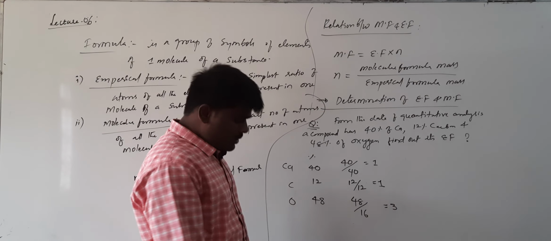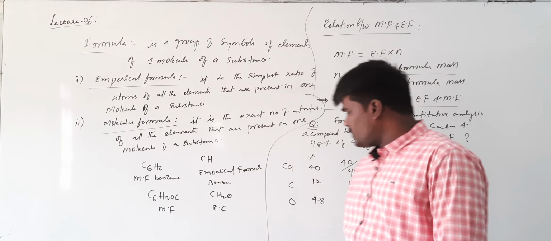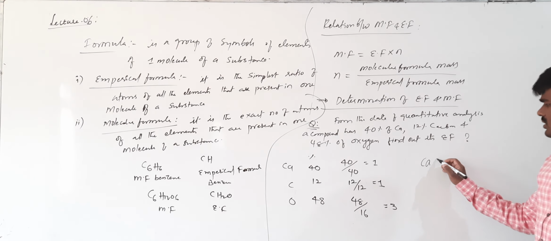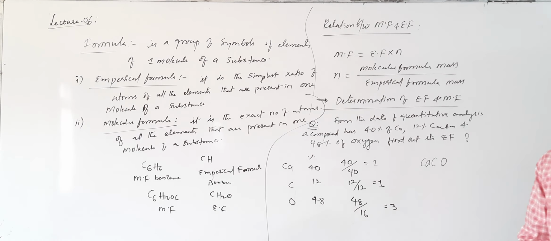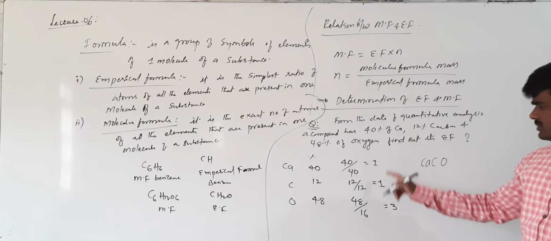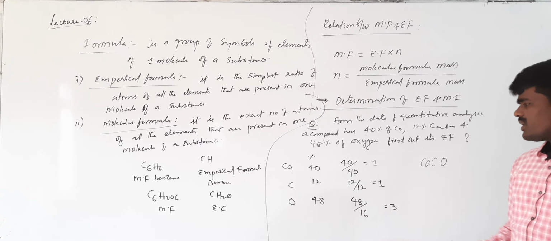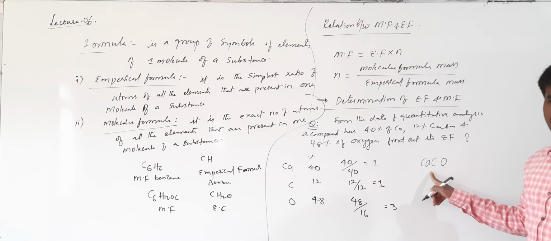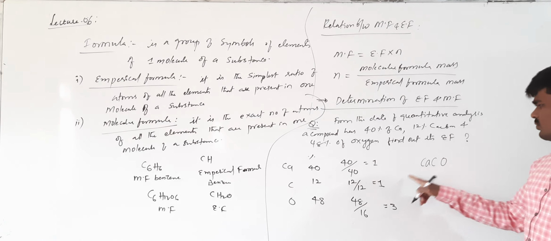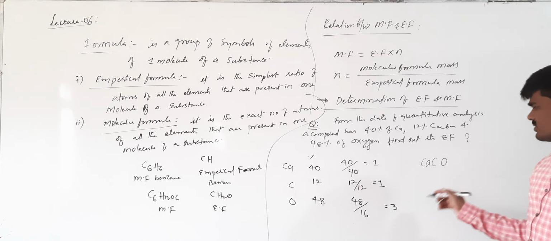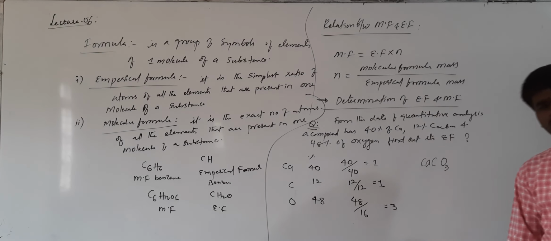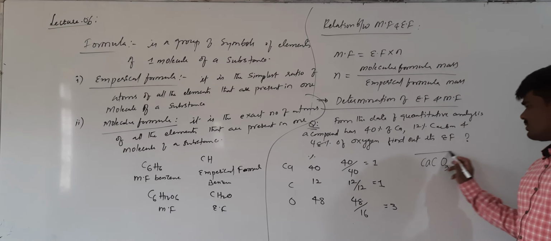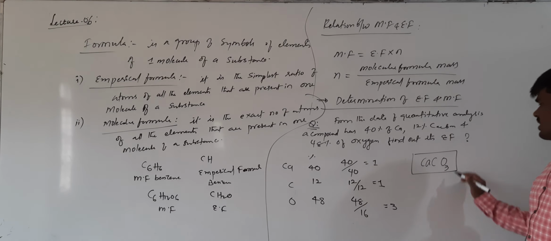So now, in order to write the empirical formula, what do you have to do? You have to write all the elements side by side. What are the elements? Calcium, carbon and oxygen, and write their relative number of atoms, or simplest ratio of the atoms, as a subscript. How many calciums are there? 1, you need not write 1. How many carbons are there? 1, you need not write the 1. How many oxygens are there? 3, you have to write the 3 as a subscript of oxygen, right? So the formula will become CaCO3. This is the empirical formula.